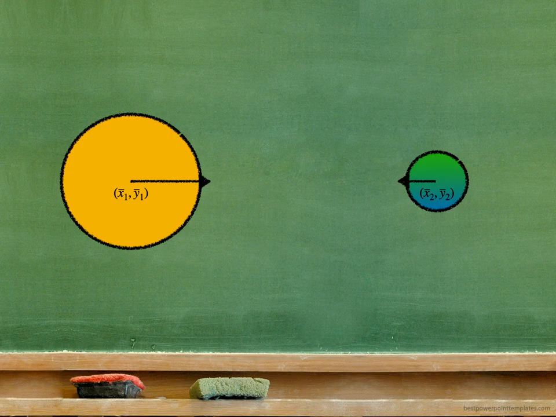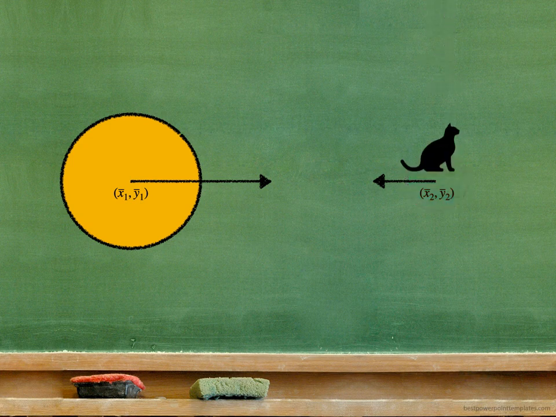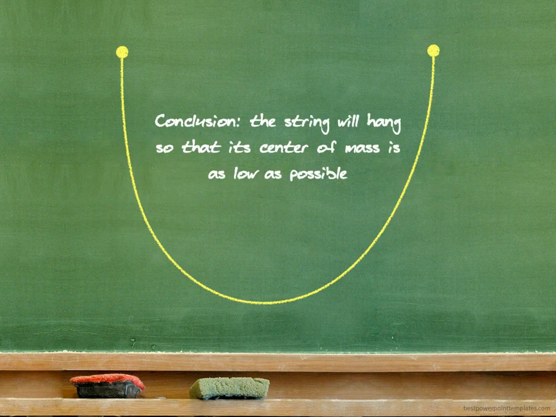It is a consequence of Newton's laws of physics that the gravitational force between two bodies acts on their centers of mass. This remains true even if the body is non-uniformly shaped, such as a cat. We can conclude, therefore, that the hanging string will hang in such a way that its center of mass is as low as possible. This is the physical principle that we're going to use to calculate its shape.